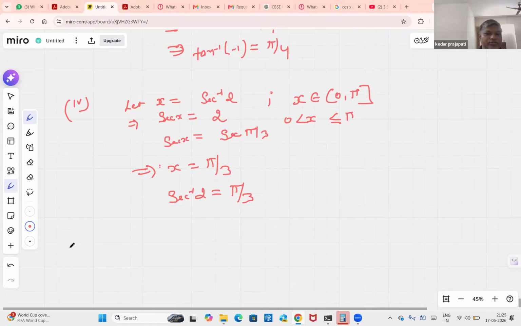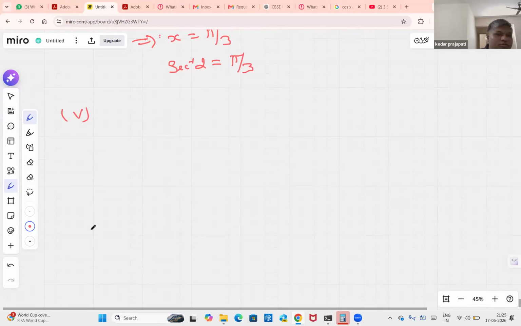What is the next one? Now please solve it for me. Let x is equal to cot inverse. See, without range also we can solve. That's not a problem, but we should know how to solve. Cot x is equal to root 3. Let me write this.